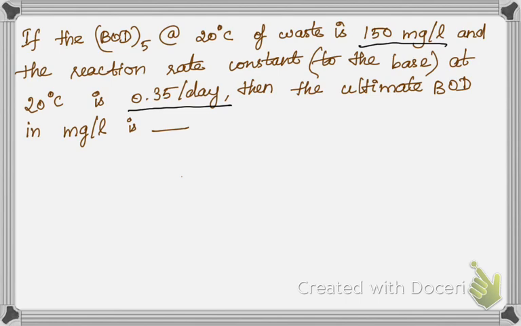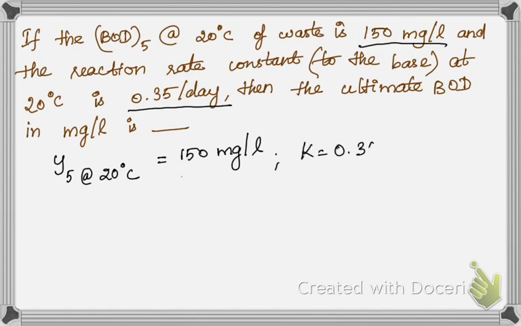So what they have given is 5-day BOD, which I can write as Y5 at 20 degrees Celsius. This is given in the problem as 150 milligram per liter. Then the reaction rate constant, which is K, is equal to 0.35 per day. So they have asked us to determine Y0. Y0 is nothing but my ultimate BOD.